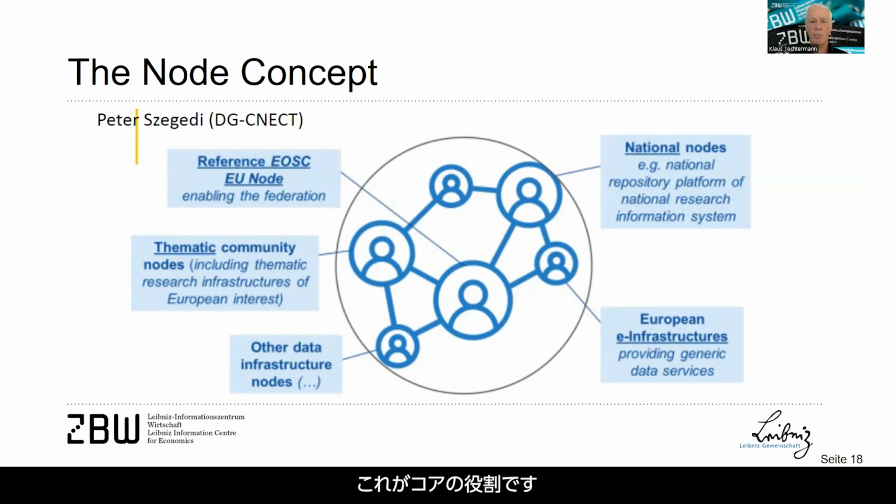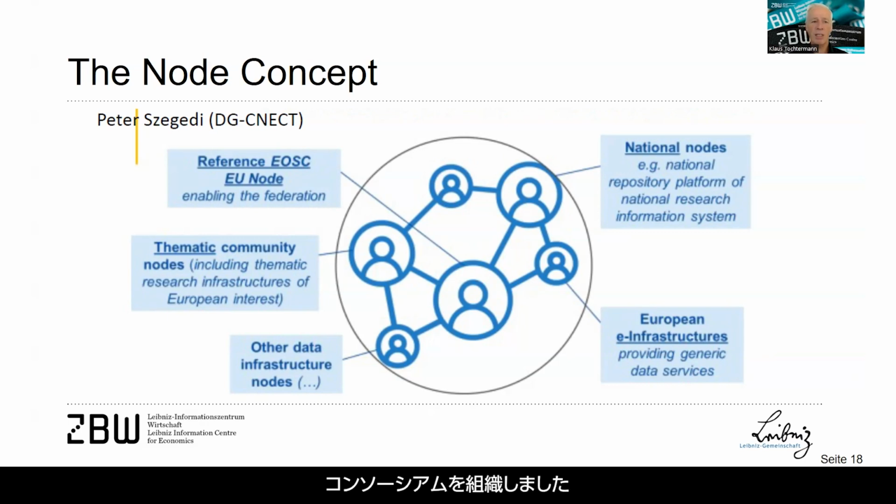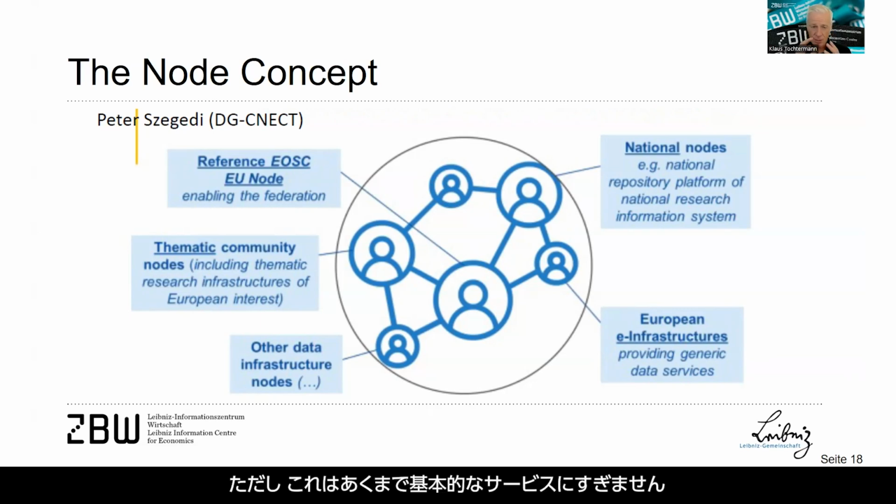That's the core. And the Commission has procured a consortium with 30 million euros to develop the EOSC EU node, the core. And that core, the EOSC EU node, will be officially launched in version 1.0 in October this year. But this is just basic services. And therefore, we need further nodes.